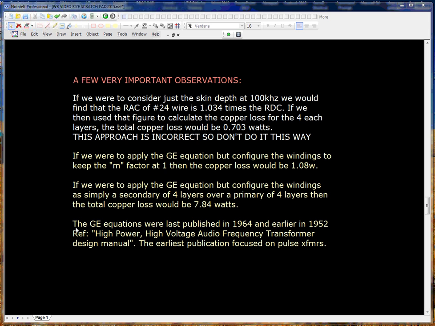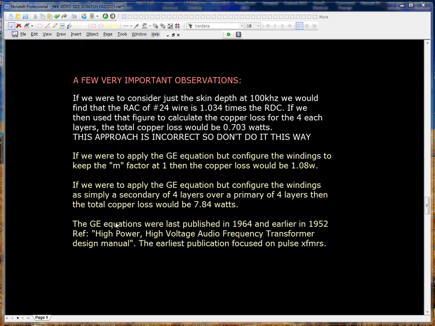I don't think I said this before, but the GE equations were last published in 1964 and earlier in 1952, and the reference is a document entitled High Power, High Voltage Audio Frequency Design Manual. The earlier publication focused on pulse transformers. And the GE equations were actually derived from work done in 1903 by a man by the name of A.B. Field. That's the source for all of this information.